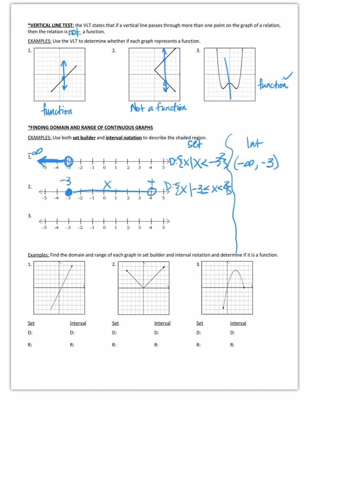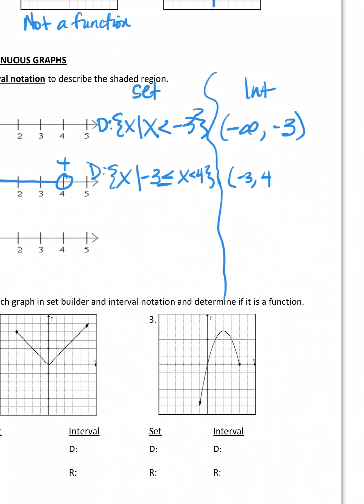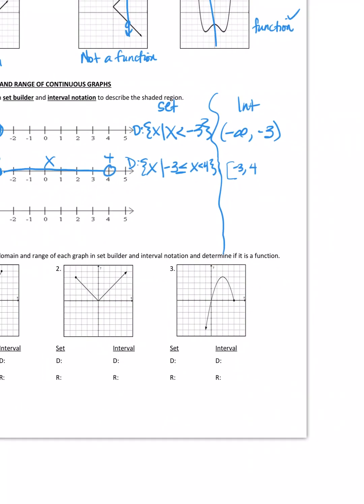Okay? Now, to put this in interval notation, I'm going to go left to right. I'm going to go -3 to 4. Now let's stop and think. It's not a parenthesis here. It's going to be a bracket because it's a closed circle. So there's a bracket, but on the 4, since it's an open circle, it would be a parenthesis.